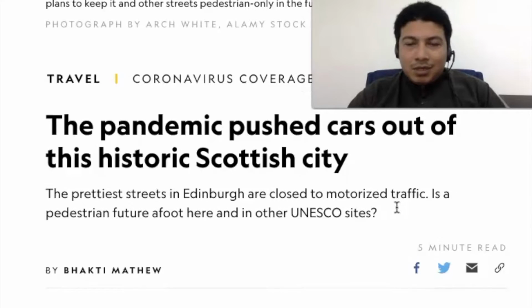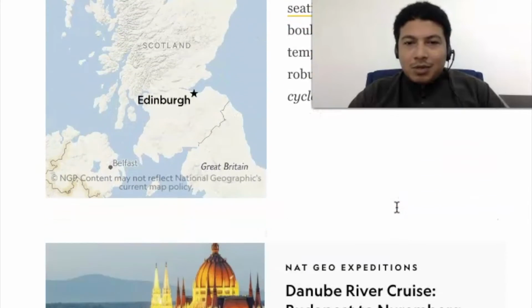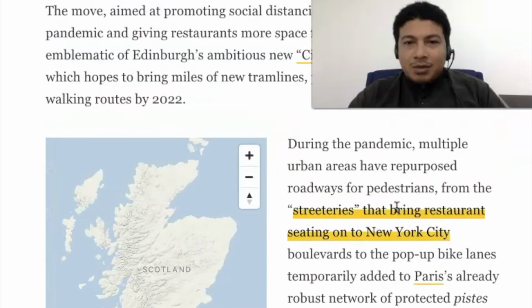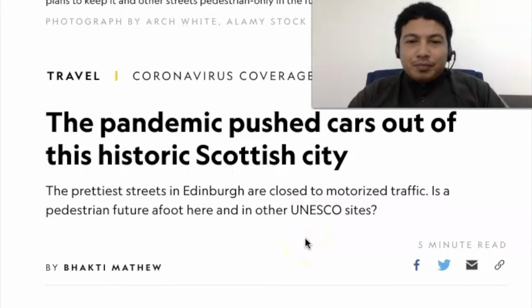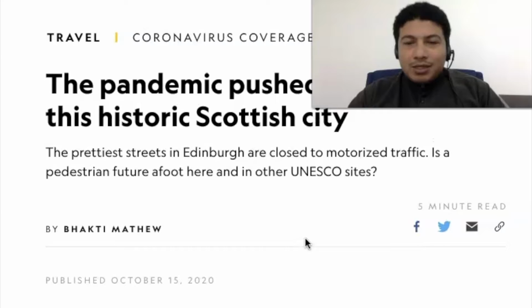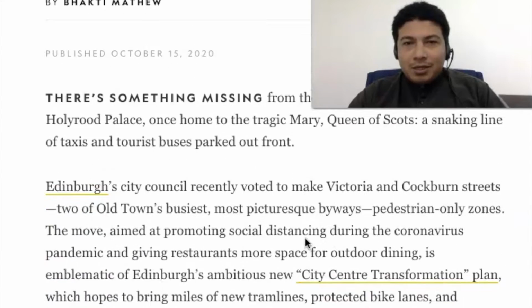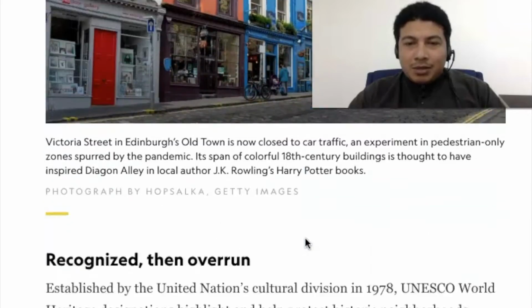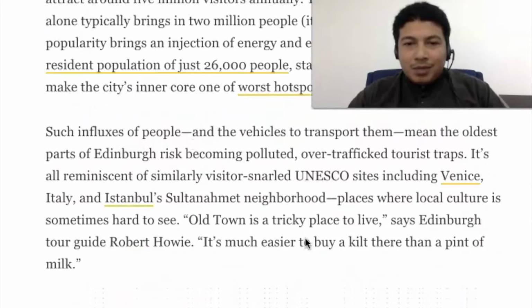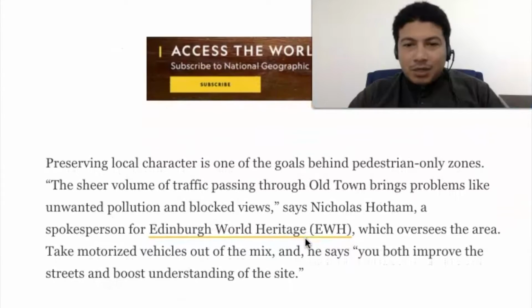So this article is going to talk about how the pandemic has caused the roads to be empty in streets in Edinburgh and also in other places under the UNESCO sites. So that is the stated main idea, what this article is talking about. The pandemic has caused the streets to be empty of cars and other transportation.